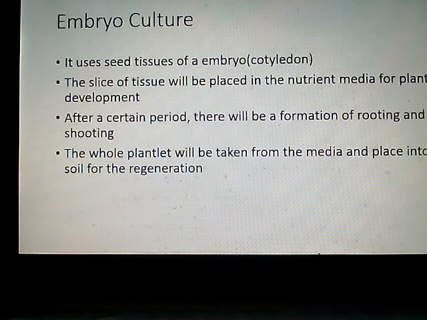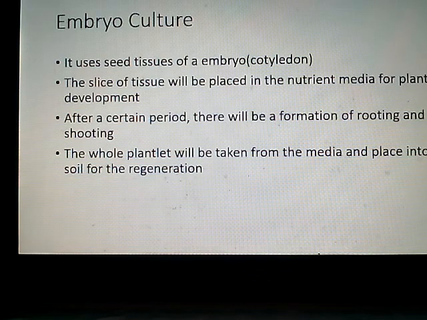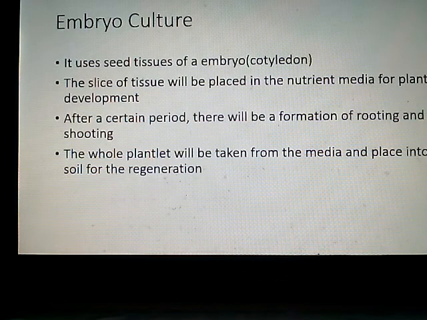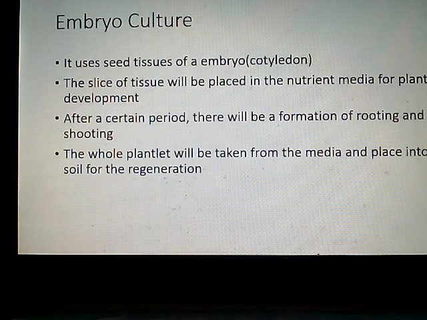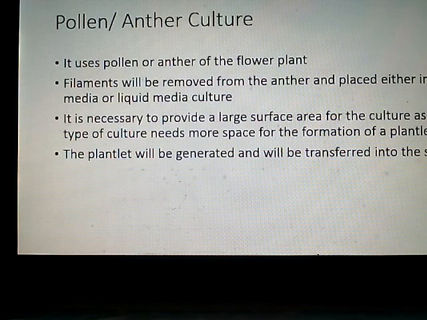The third is embryo culture. It uses seed tissues of embryo cotyledon. The slice of tissue of the cotyledon will be placed in the nutrient media for plant development. After a certain period, there will be a formation of rooting and shooting. The whole plantlet will be taken from the media and placed into the soil for the generation.